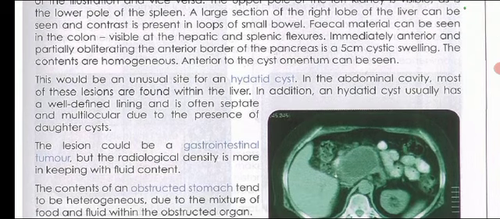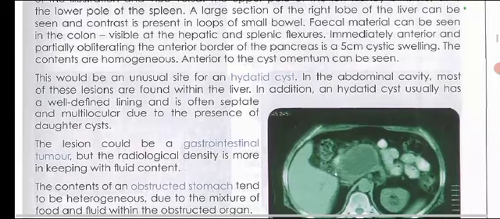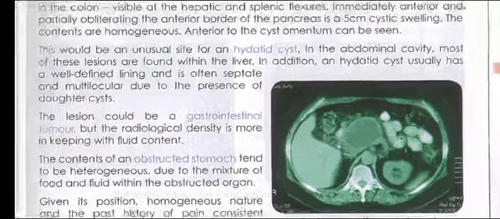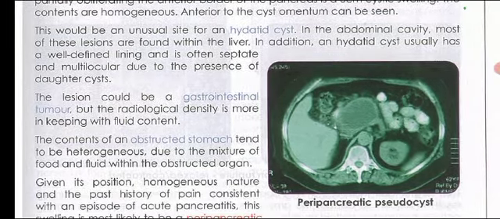Immediately anterior and partially obliterating the anterior border of the pancreas is a 5 centimeter cystic swelling. The contents are homogeneous. Anterior to the cyst, omentum can be seen. This would be an unusual site for a hydatid cyst. Another option was hydatid cyst in the abdominal cavity.